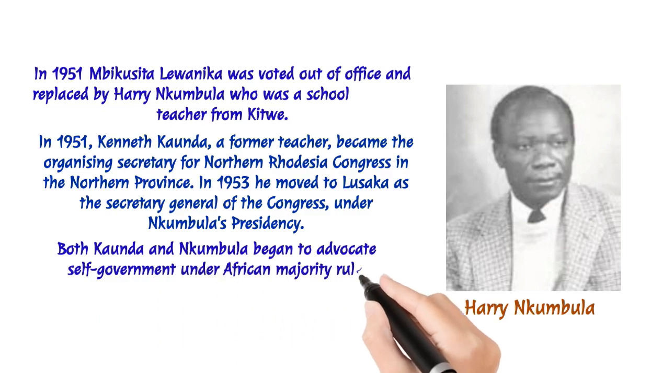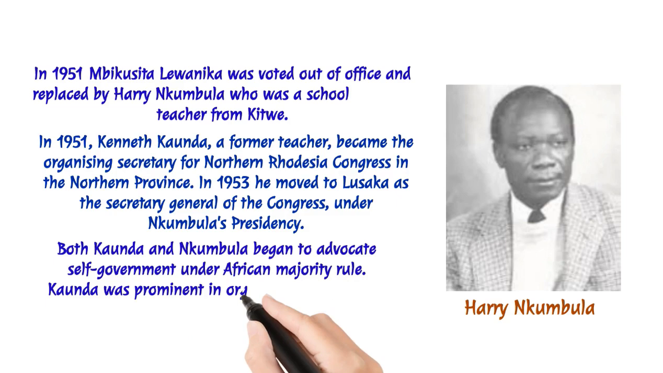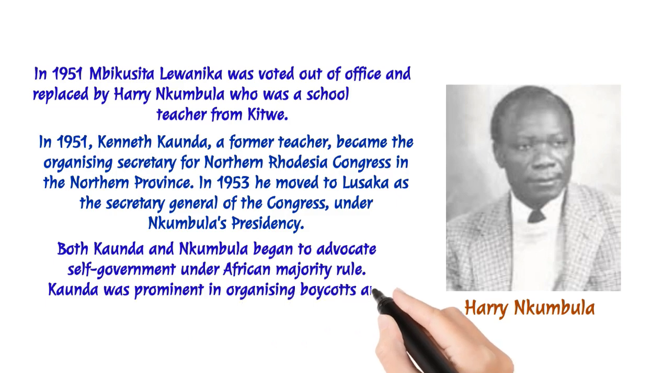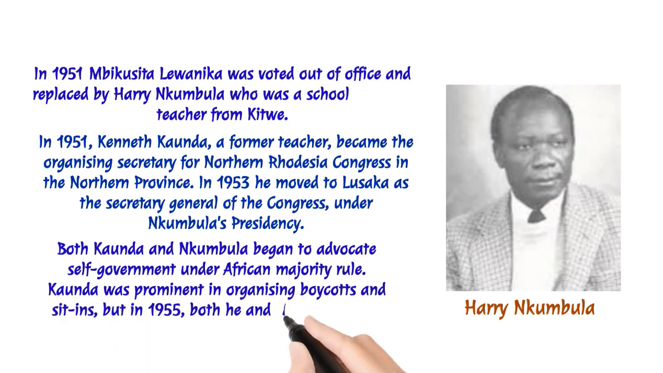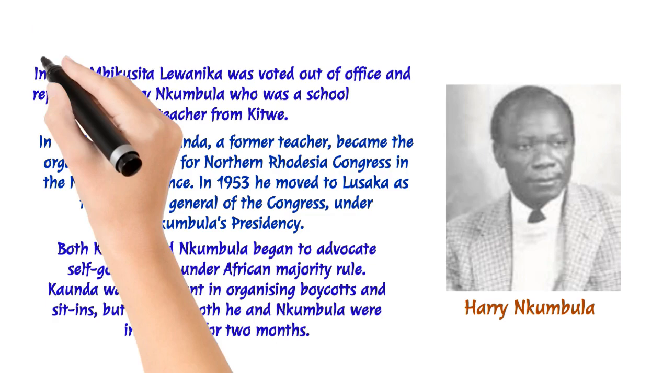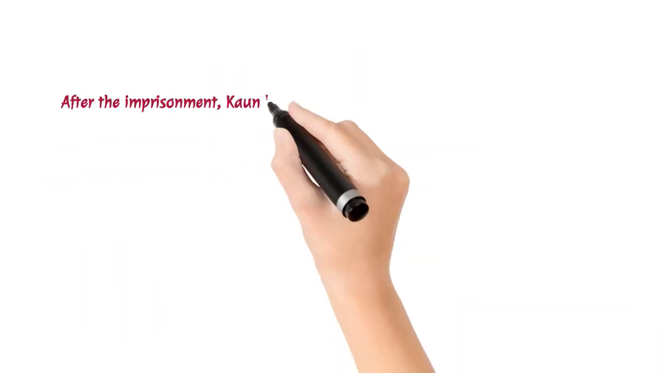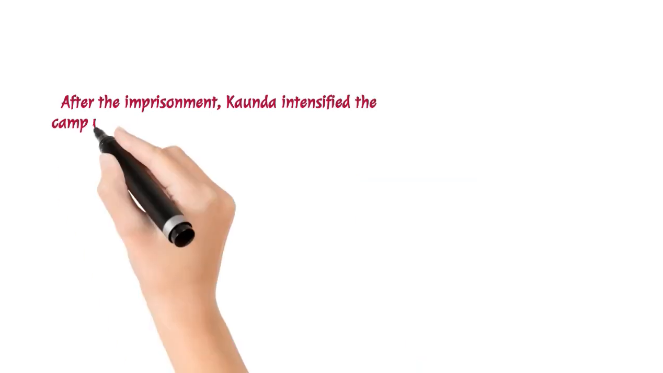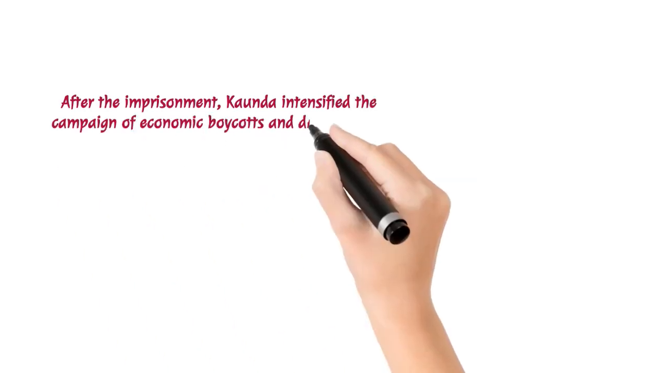Kaunda was prominent in organizing boycotts and civil disobedience, but in 1955, both he and Nkumbula were imprisoned for 2 months. After the imprisonment, Kaunda intensified the campaign for economic boycotts and disobedience.